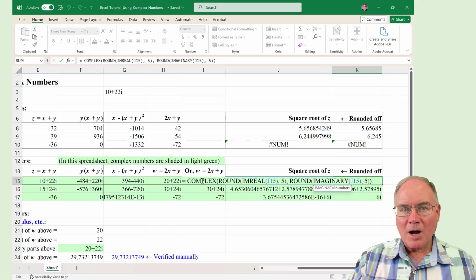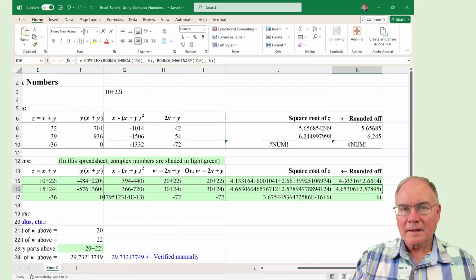So we use COMPLEX, and it's expecting a real number here. So I use ROUND, and then IMREAL of z, which is J15. And I do the same thing with the imaginary part, ROUND IMAGINARY of z. And again, I round off to 5 digits. That gives us a number that looks a little nicer than Excel's default. And notice that we get 6i here, which is the correct answer for the square root of -36.